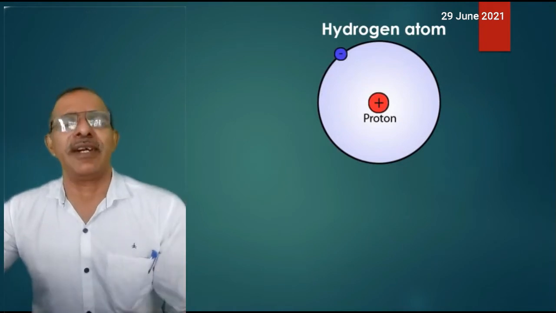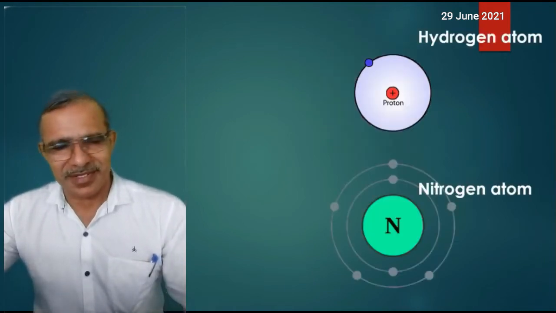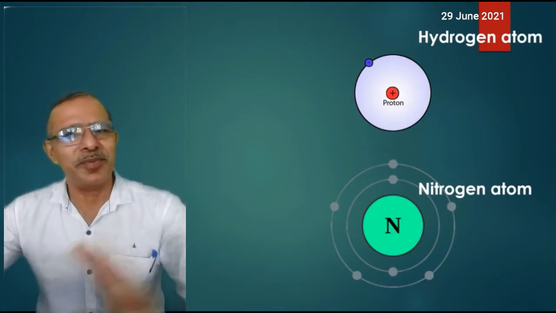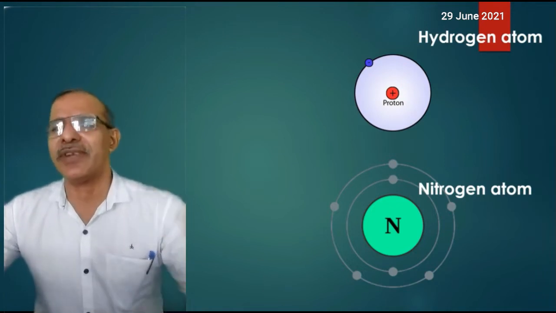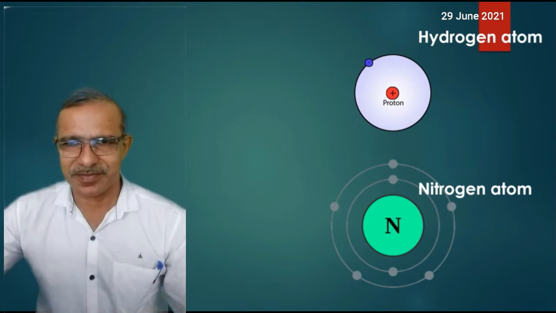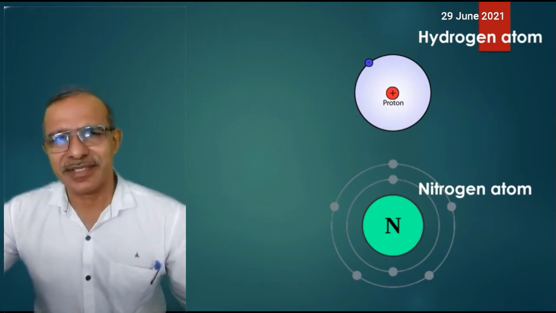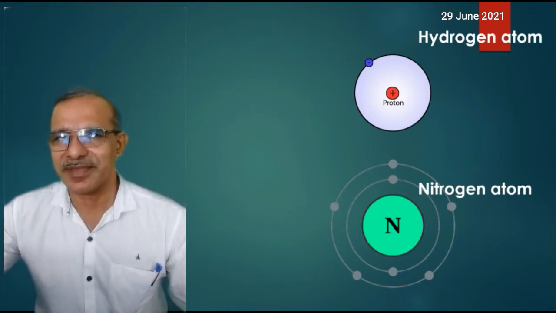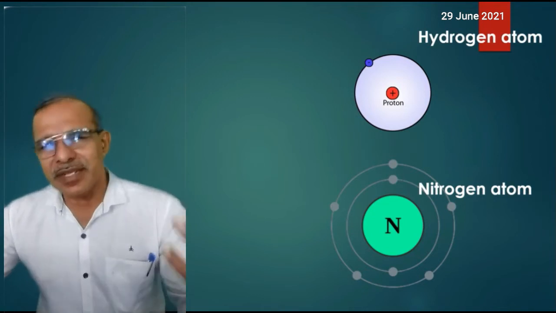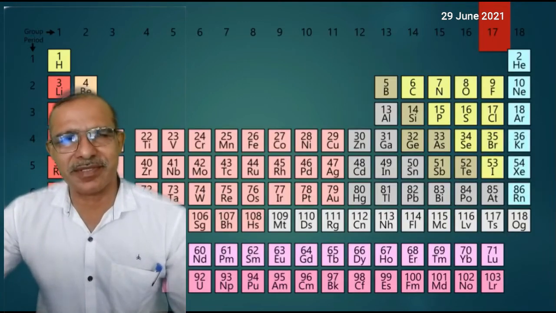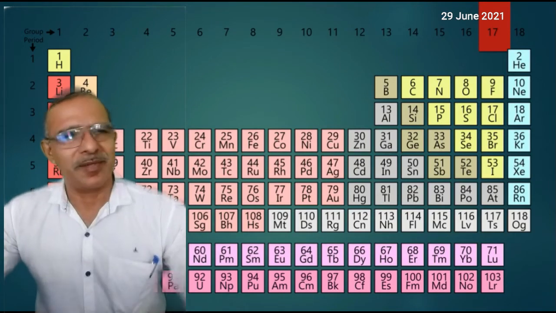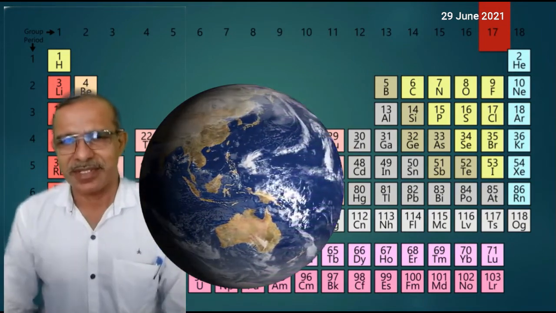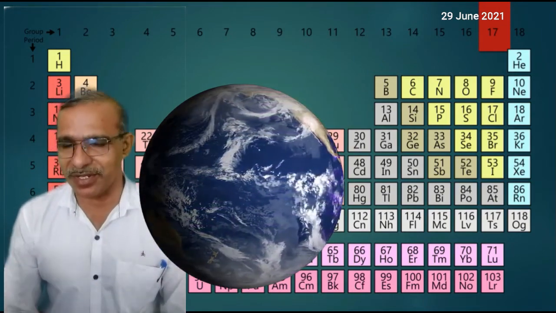It has its own configuration. And also nitrogen. Both are different. Both have different behaviors. They react differently with oxygen and other substances. Like this. Now there are many such elements in this universe. Particularly on Earth, we are very lucky that we have more number of such basic elements all around us.